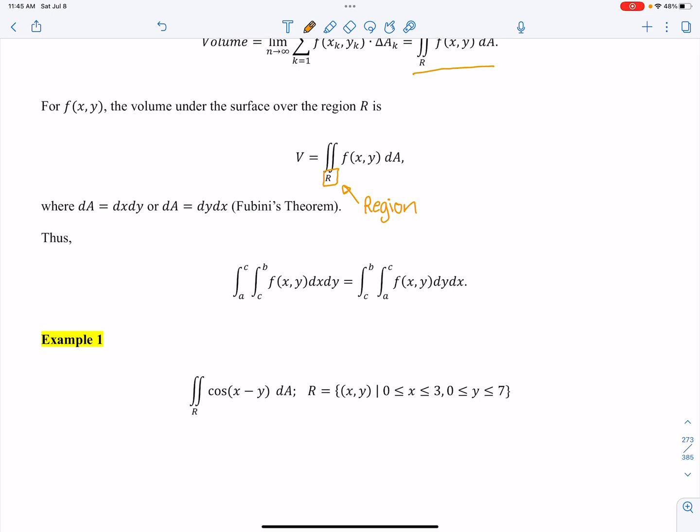But this is our volume under a surface over a region. So it could be how much grass is in your square backyard or weird shaped backyard. There's a lot of applications for this double integral stuff.